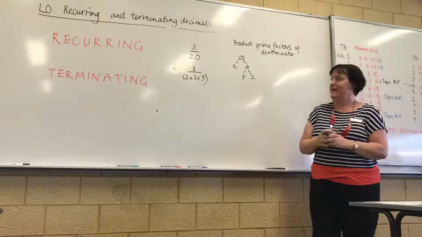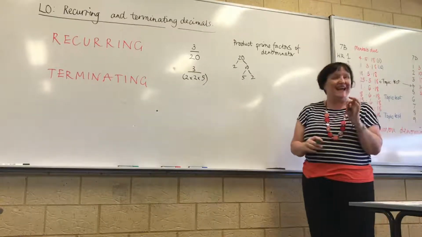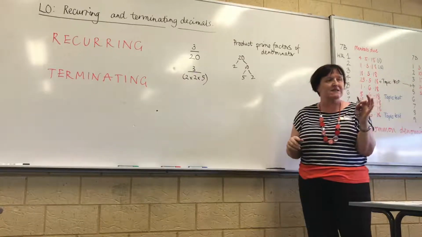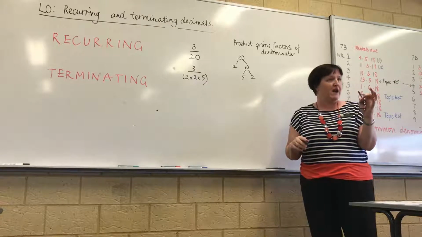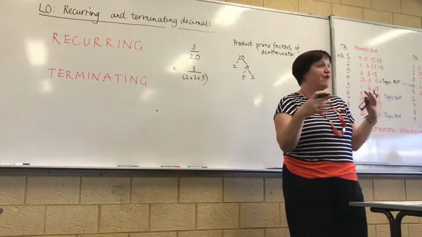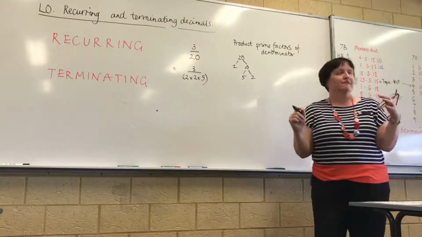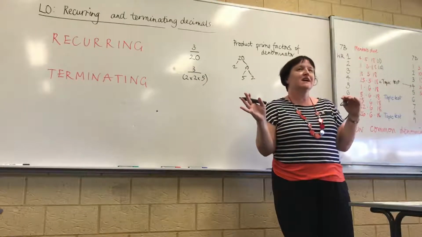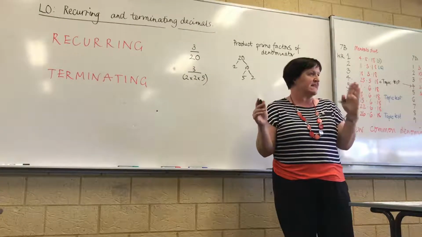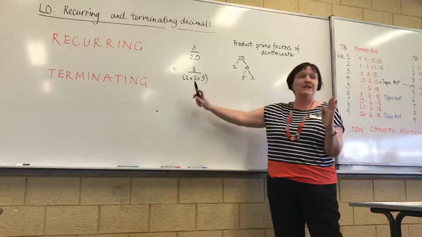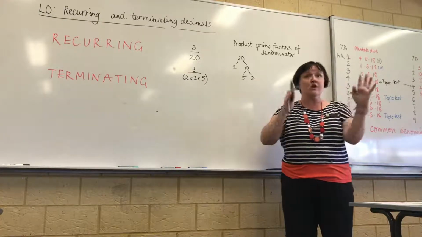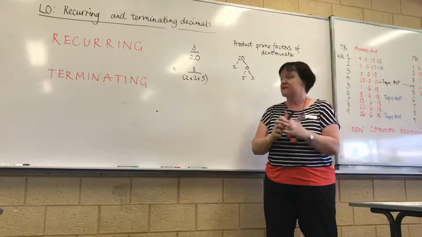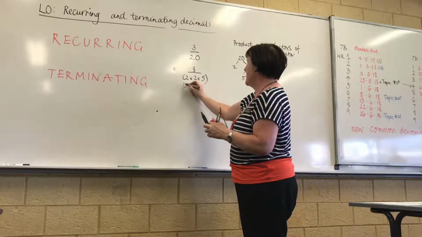Now, the rule is, if the product of the prime factors of the denominator only has a 2 or a 5, or combinations of the 2s and the 5s, it will be a terminating decimal. So this has 2 times 2 times 5, so it's only got 2s and 5s in it. So what does that tell us about 3/20? It's going to be terminating, that's right.